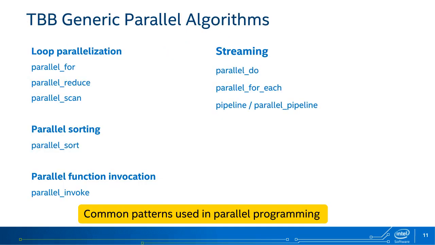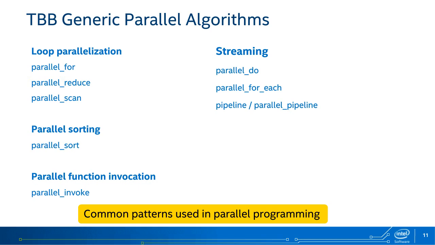So the TBB library provides a wide range of parallel algorithms, including things like parallel loops, like parallel_for, parallel_reduce and scan, parallel sorting, functions that are useful for doing functional parallelism, like parallel_invoke, and some that are good at streaming data, like parallel_do and for_each, where you don't know the extent of your iteration space ahead of time. These are very common patterns that are used in parallel programming. So TBB provides these common patterns and then implements them on top of TBB tasks.